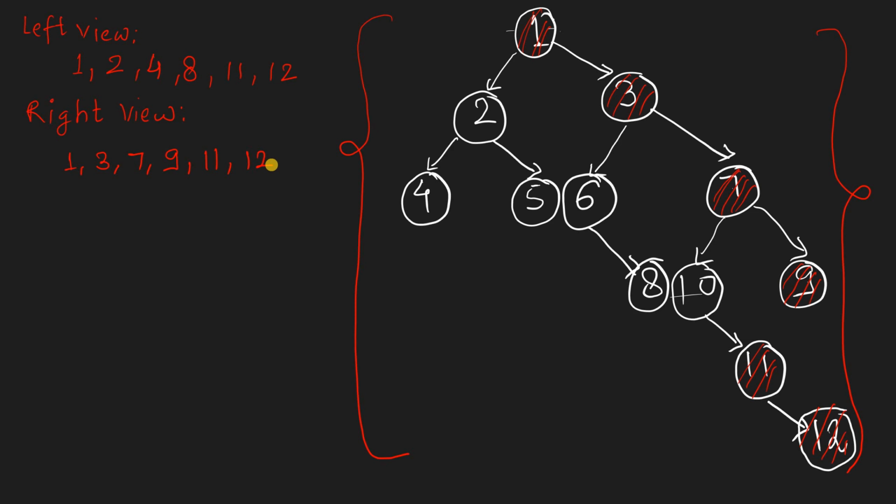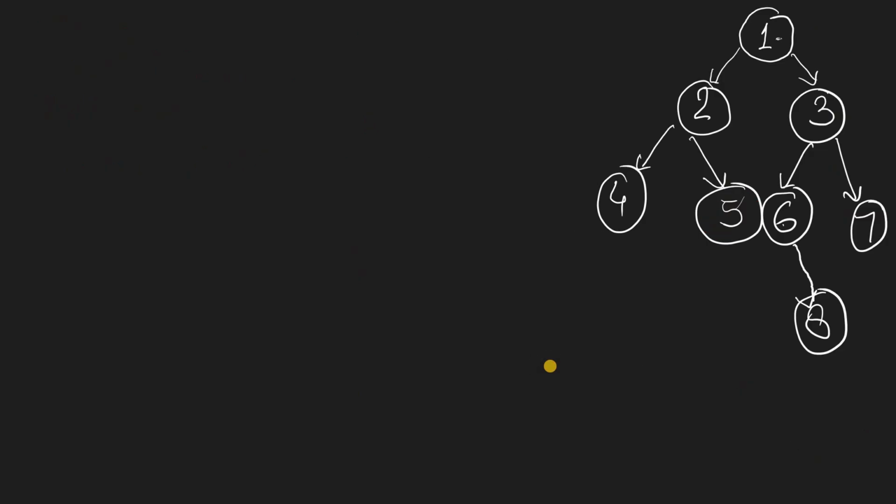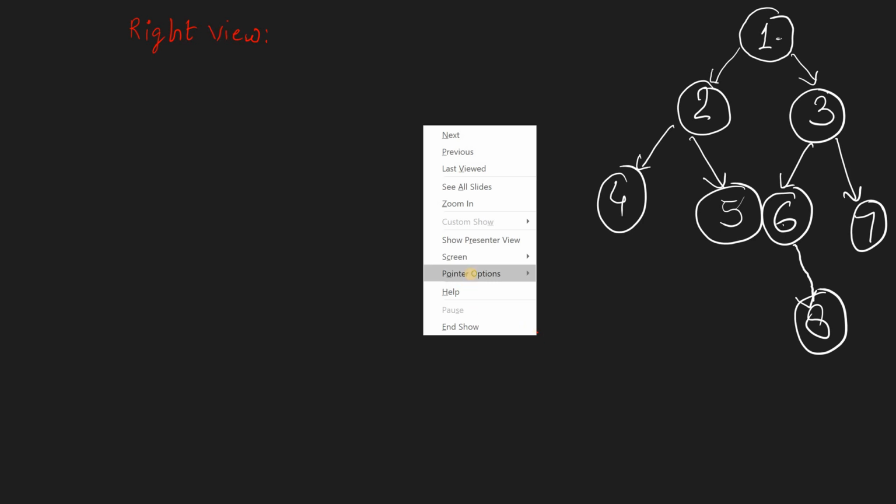Okay, so I hope now you understood how to print the left view and right view of the binary tree. Now we have to understand how we are going to solve this problem, how we are going to write the algorithm for this. So let's move forward. Let's first discuss how we are going to write the right view of the binary tree. So let me change the pointer.